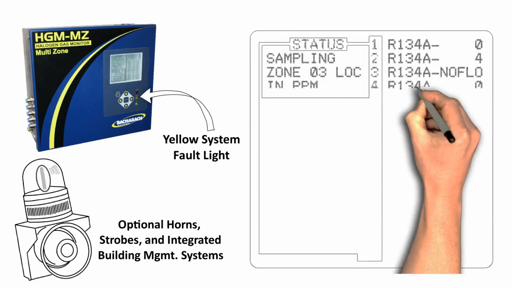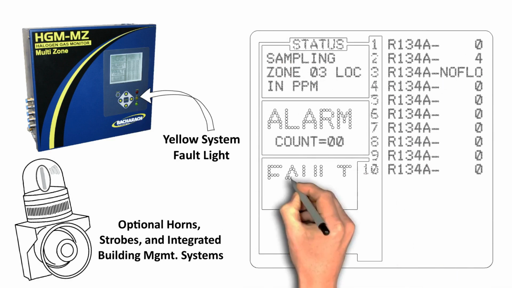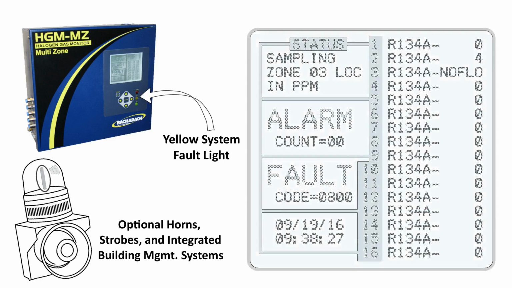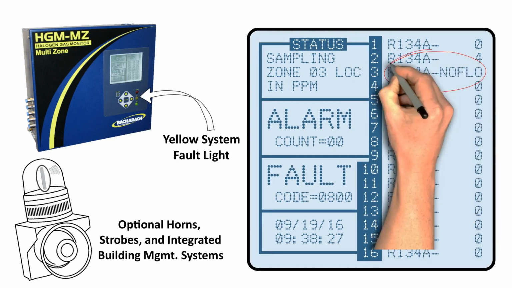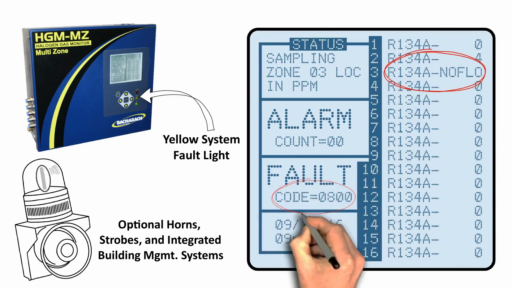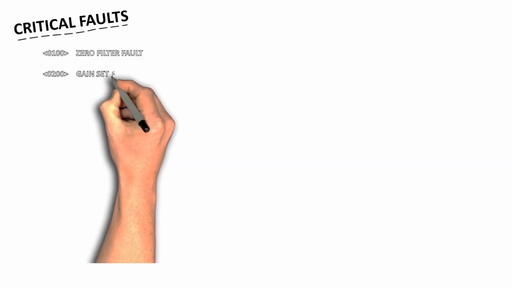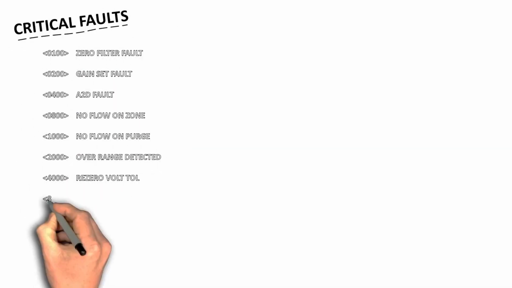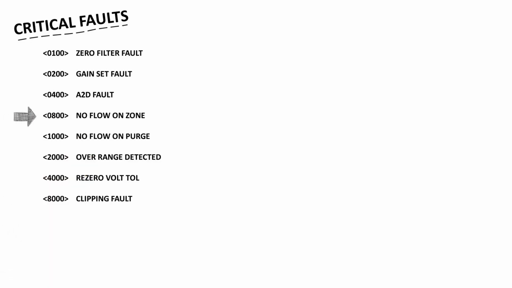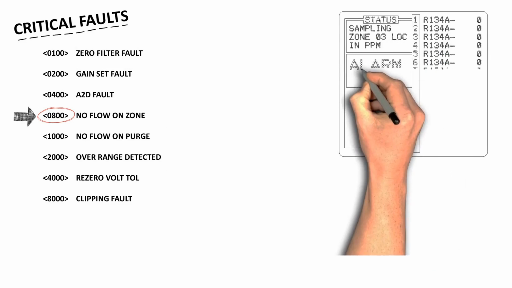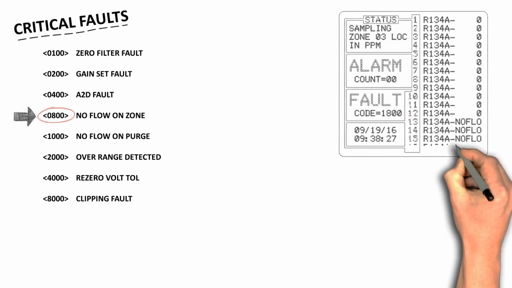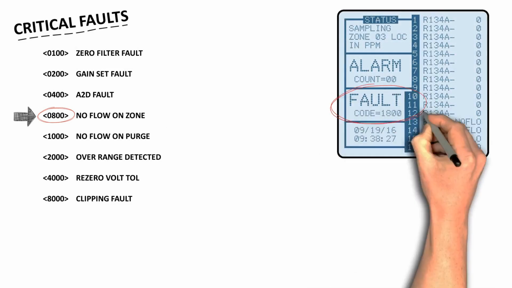In the case of a no-flow zone fault, the word no flow will appear next to each affected zone on the front panel display. The display will also show a fault code that indicates one or more no-flow zone faults. The fault code is a 4-position hexadecimal number that reflects the sum of all current fault codes. So a fault code of 0800 indicates one or more no-flow zone faults.